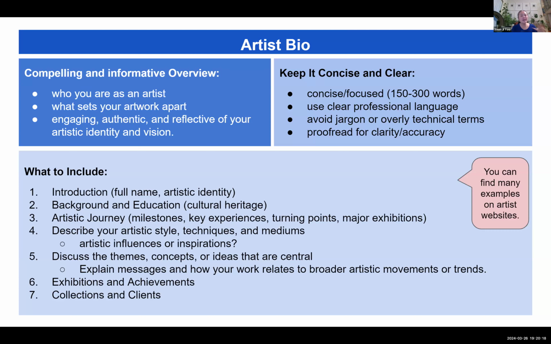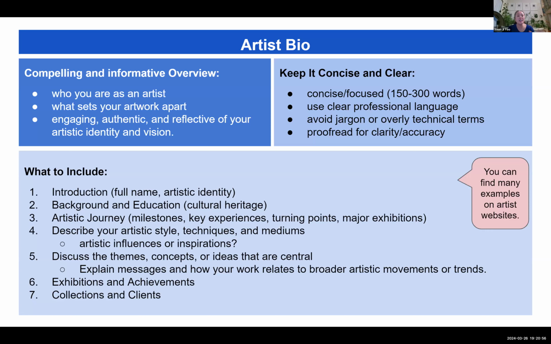Okay. Another type of writing that you may need to do is an artist bio or an autobiography. Not a giant book, obviously, but a bio about yourself. You should write about who you are as an artist and what sets your artwork apart. It should be engaging, authentic, and reflective of your artistic identity and vision. Again, keep it concise and clear. So an artist statement is different from an artist bio. I didn't put my artist bio in there, but I'm going to tell you what an artist bio includes.